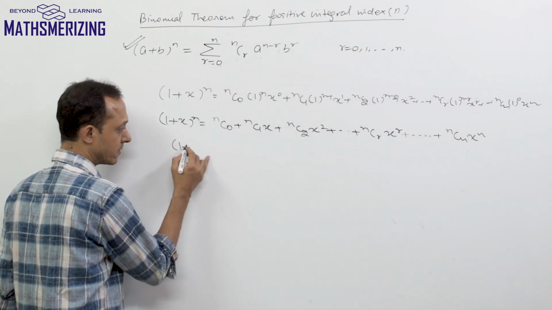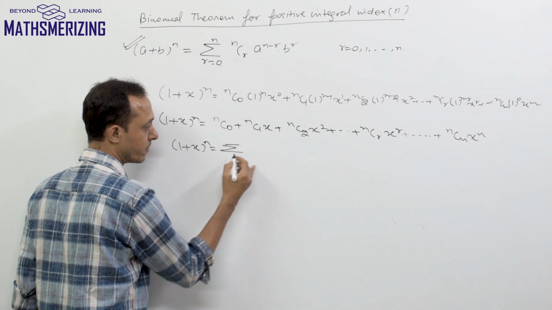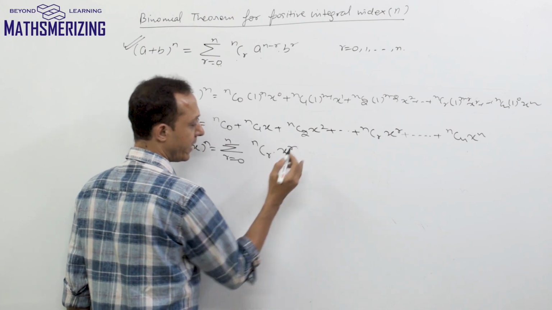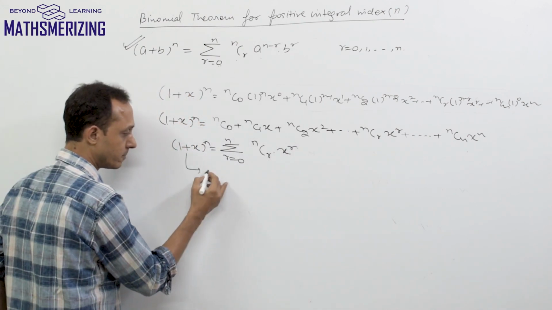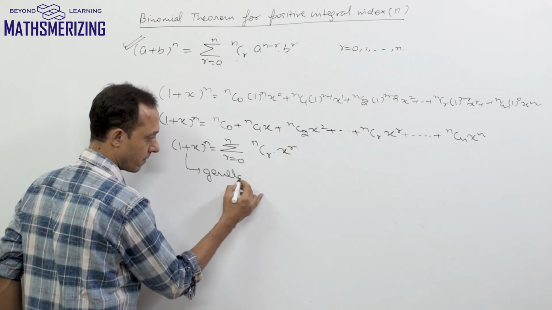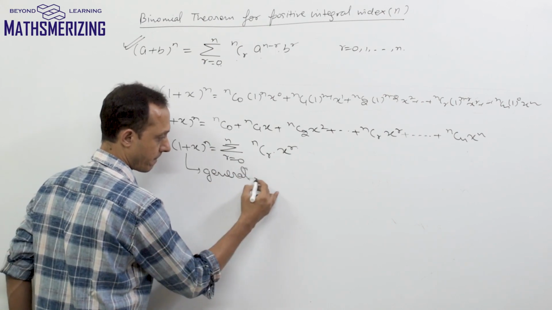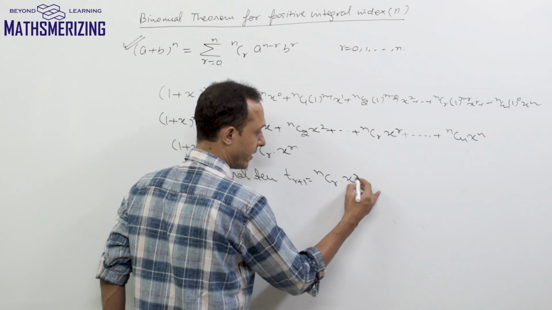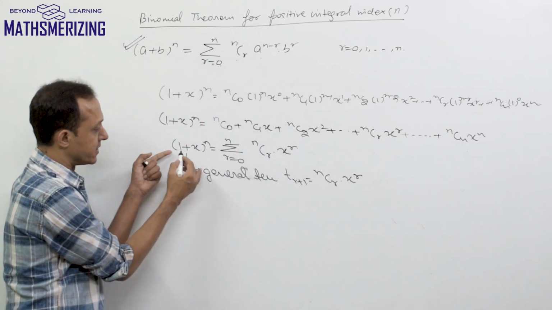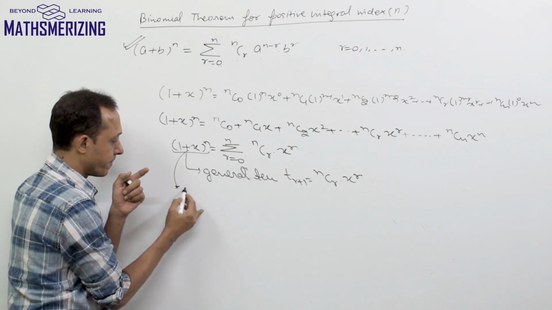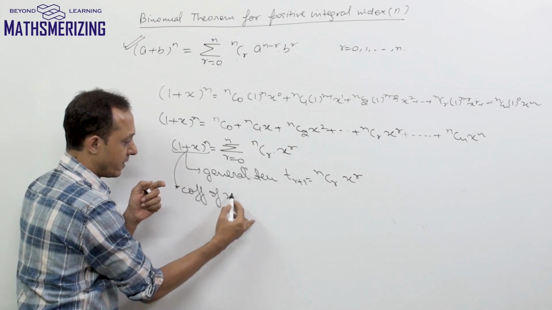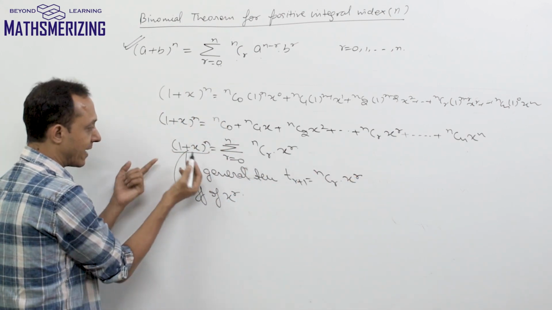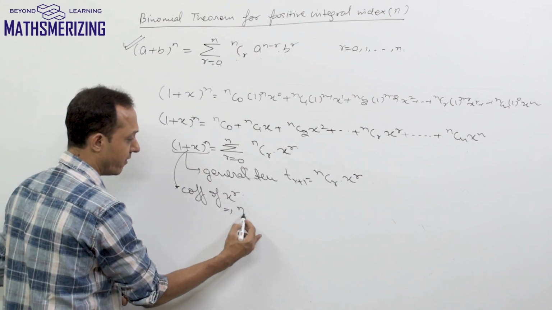Or I can simply express (1 + x) to the power n as summation r varies from 0 to n, nCr into x to the power r. If I have to write the general term, then its general term is simply given as nCr into x to the power r. Now suppose I have the expression (1 + x) to the power n, and I have to find the coefficient of x to the power r. I know the coefficient of x to the power r in this case simply will be nCr, so I'll directly write the result.